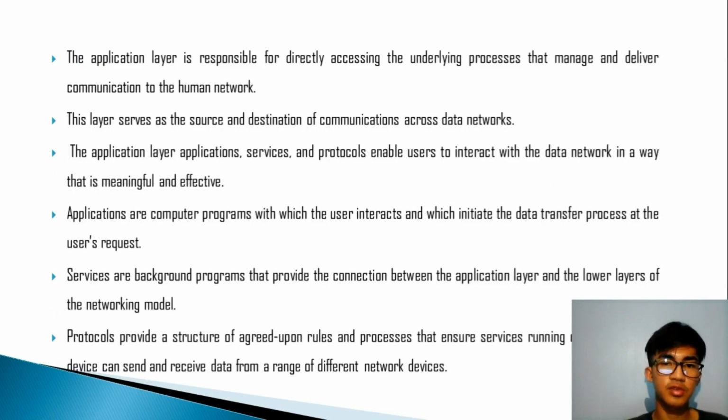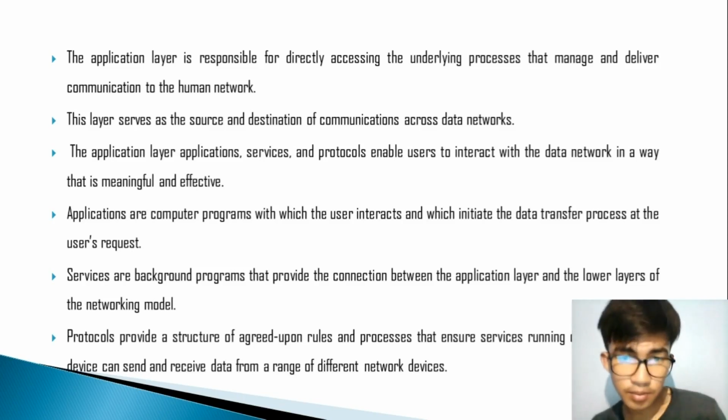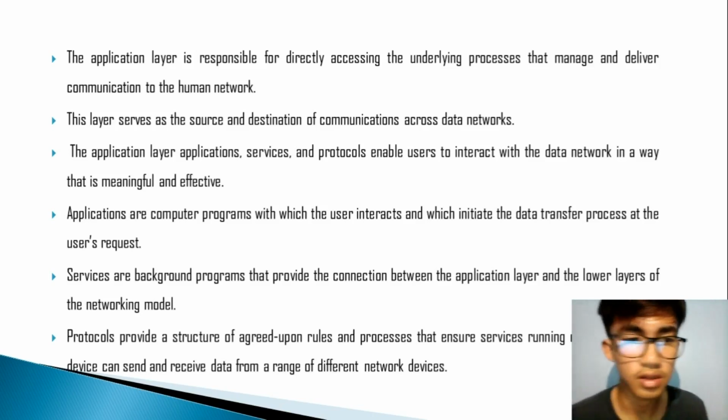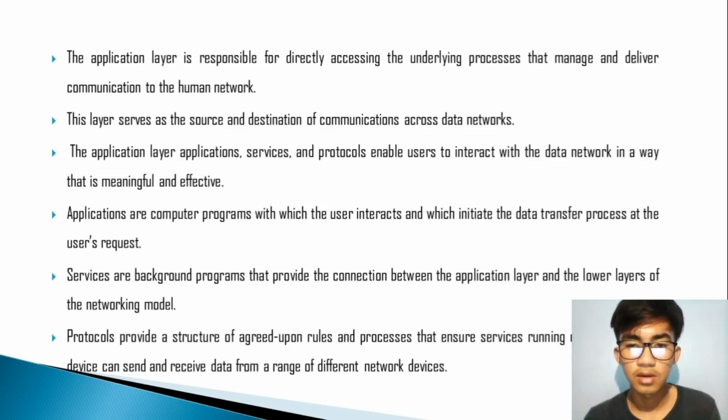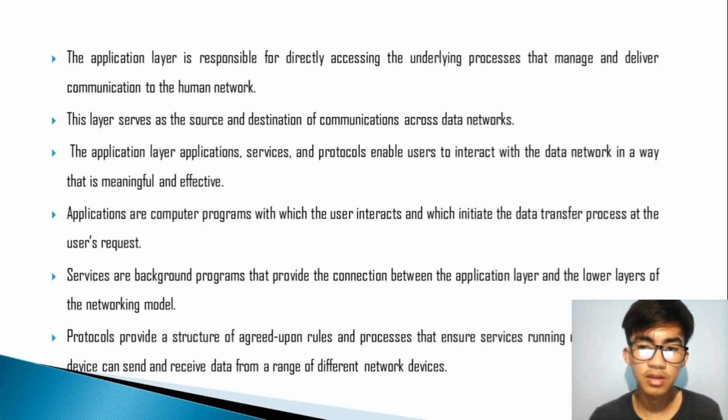The application layer is responsible for directly accessing the other layer processes that manage and deliver communication to the human network. This layer serves as the source and destination of communication across data networks. Application layer applications, services, and protocols enable users to interact with the data network in a way that is meaningful and effective. Applications are computer programs with which the user interacts and which initiate the data transfer process at the user's request. Services are background programs that provide the connection between the application layer and the lower layers of the networking model. Protocols provide the structure of agreed upon rules and processes that ensure services running on a particular device can send and receive data from a range of different network devices.